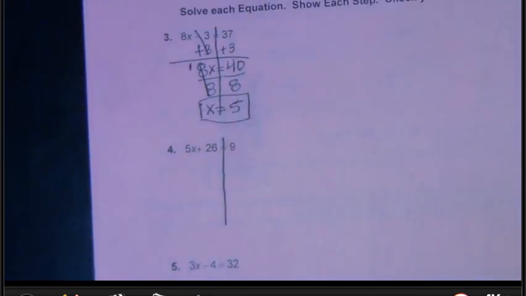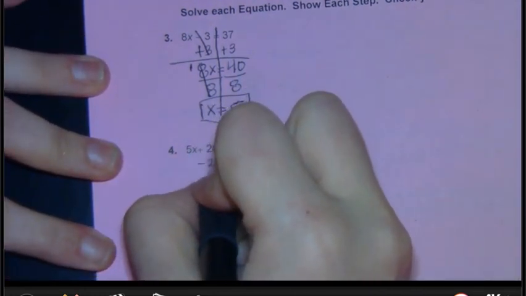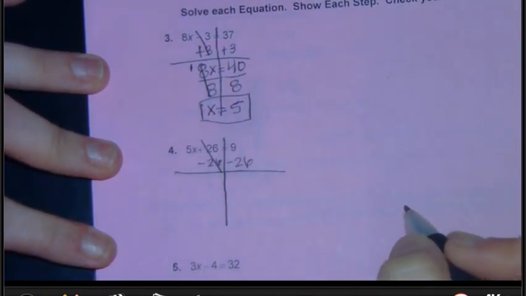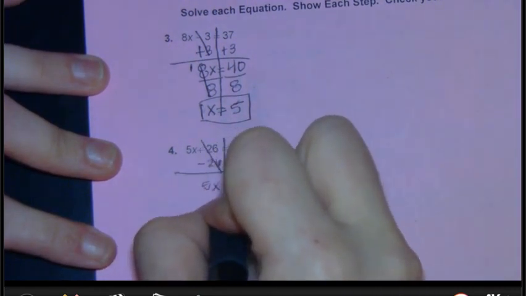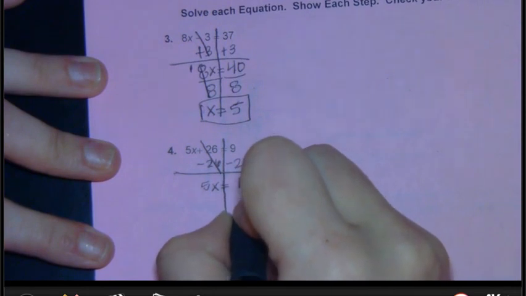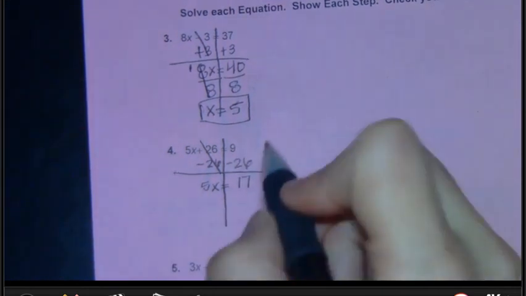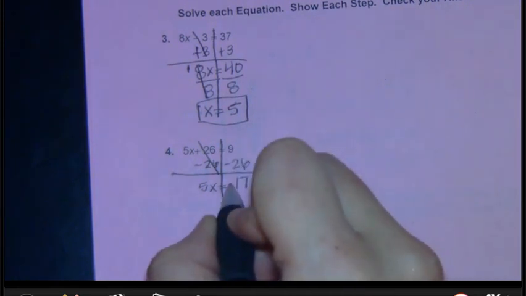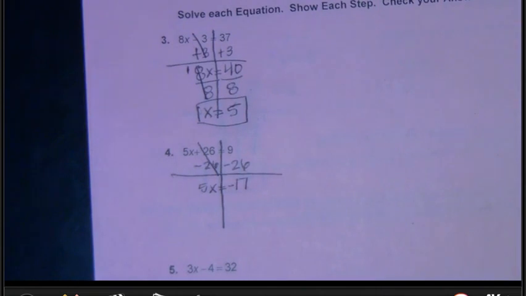All right, number 4. 5x plus 26 equals 9. All right, so I see adding 26, so I need to subtract 26 on both sides. 26 minus 26 goes away. I'm left with 5x is equal to, well, I need to do 26 minus 9. So I'm going to do 26 subtracting by 9, and I get 17. Now, this is not a positive 17 because I had 9 positives and 26 negatives. This is a negative 17.